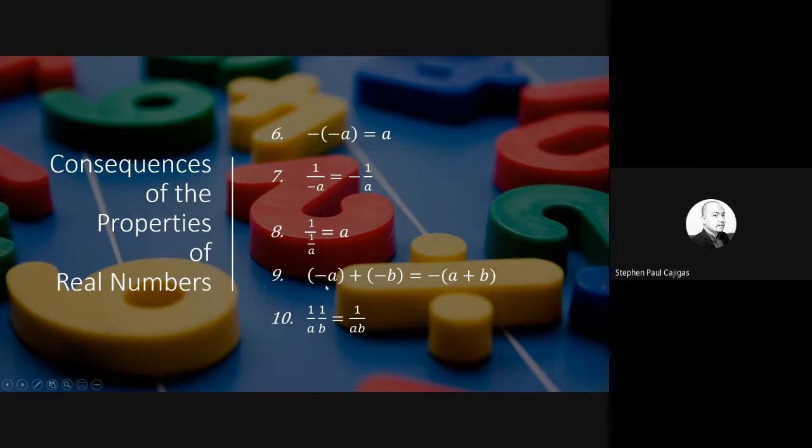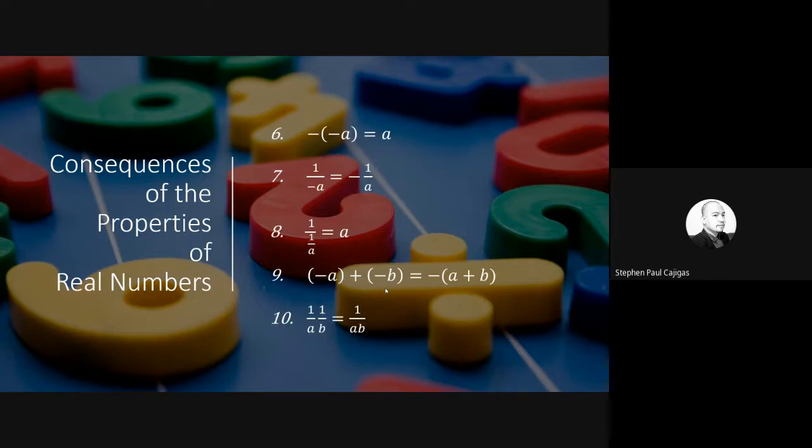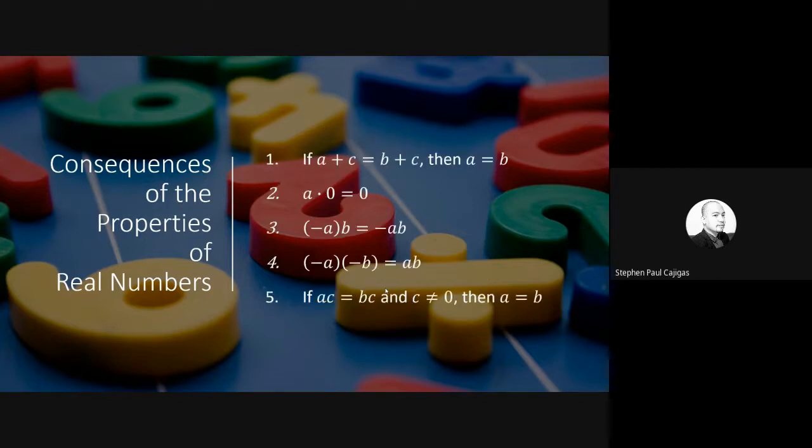And we also have the negative of A plus the negative of B, that is equal to negative of A plus B. And finally, 1 over A times 1 over B is equal to 1 over A times B. So basically, your first problem set is to find the proofs of number 2 to number 10. I already gave you the proof for number 1.